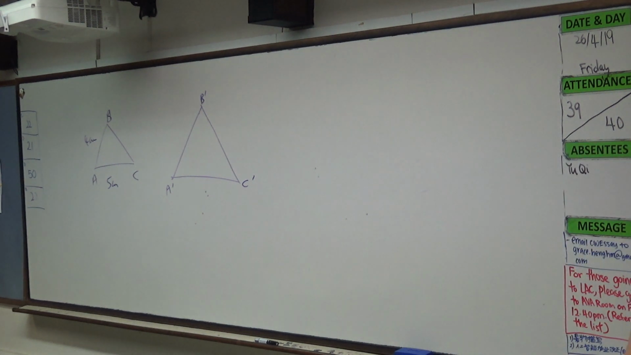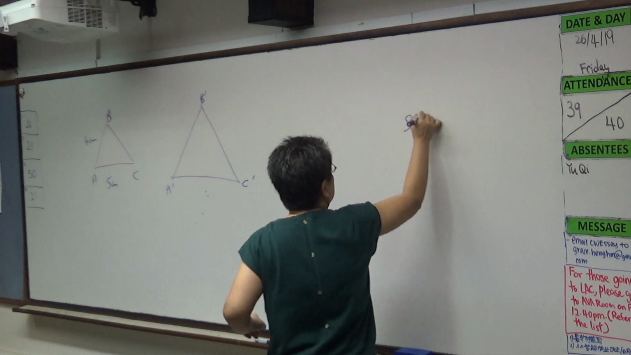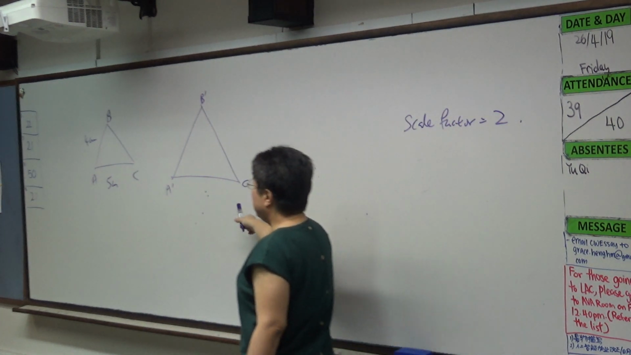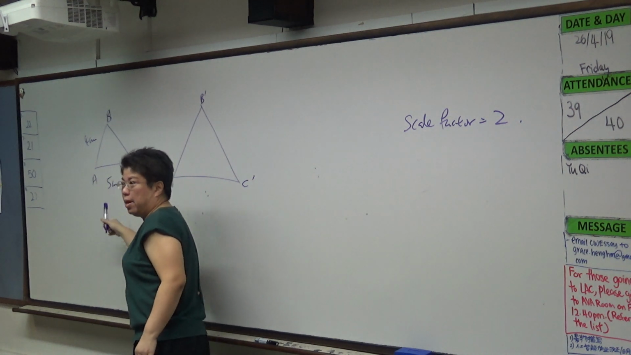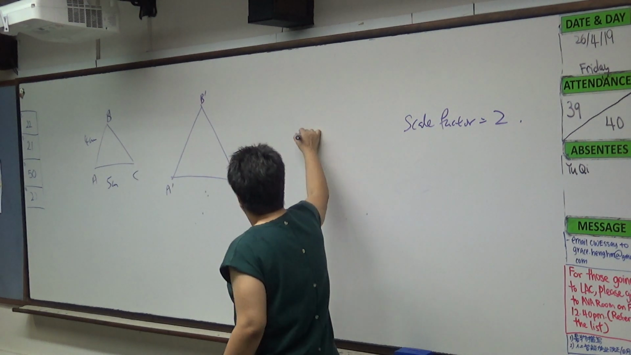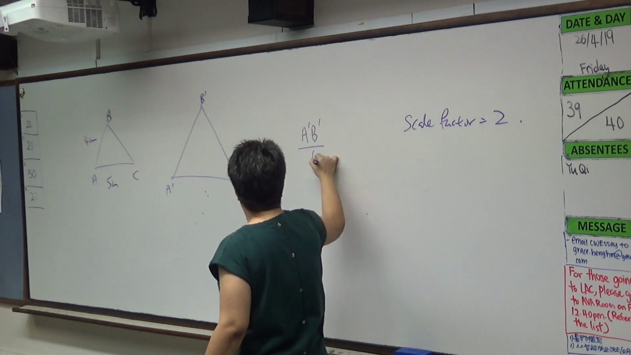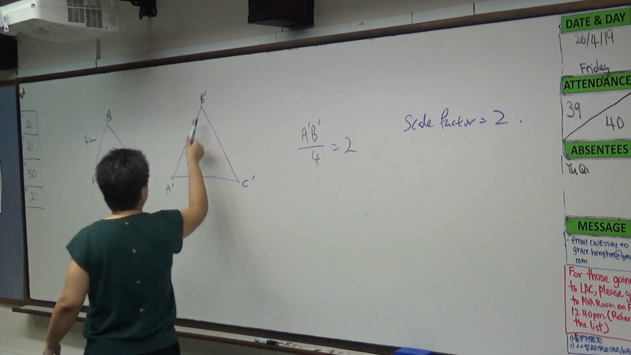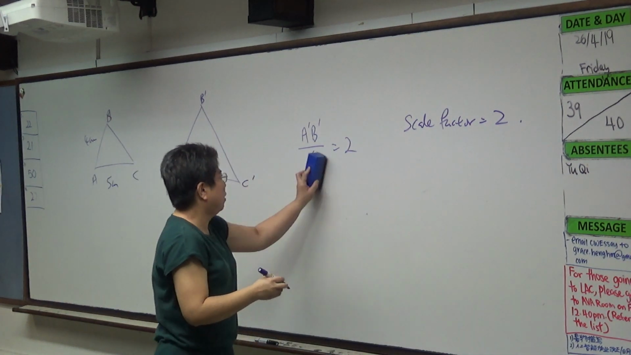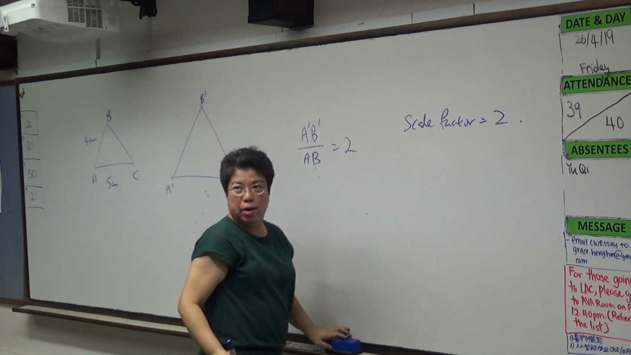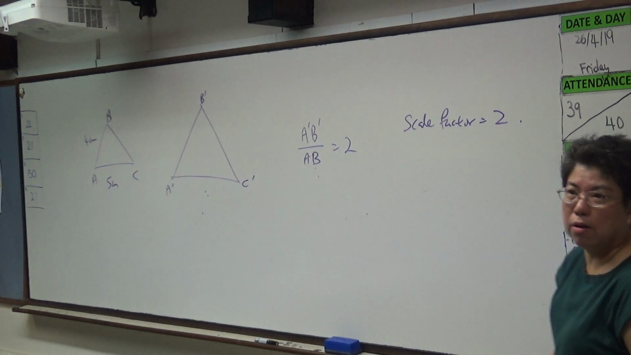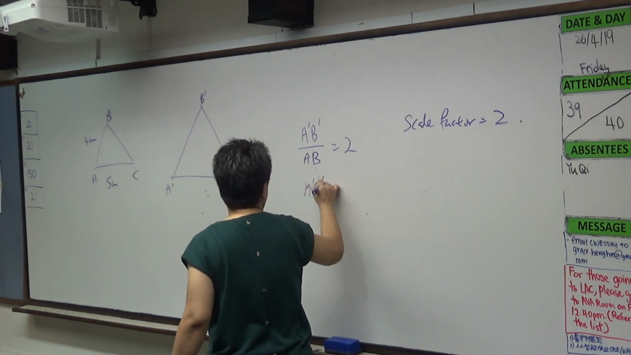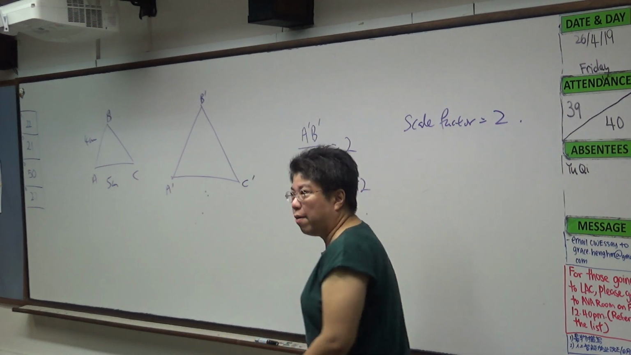What did they tell you? What is the scale factor? Focus. Yes. Scale factor is 2, right? That means the final one must be bigger than the original one. Now, if the scale factor is 2, that means A'B' over 4 must be 2. I put the 4 here. Agreed. The corresponding line must be 2, right? Then, of course, A'B' will be AB times 2, correct? Now, what's AB?